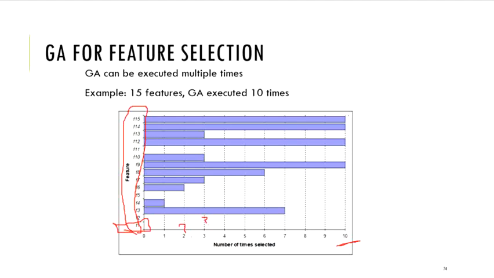And features number 15 and 14 were always selected. These can be safely said to be of most value, along with features 12, 9, 14, and 15. They were always selected no matter which iteration of the genetic algorithm I used. So based on these, we can have an assessment or an idea of which features to choose and which to leave out.